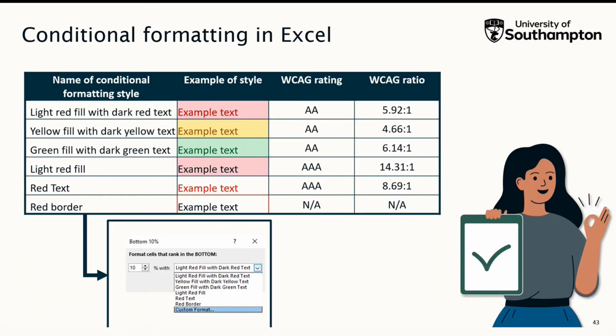Conditional formatting is commonly used in Microsoft Excel, and the good news is that all of these are accessible. Although the yellow fill on a dark yellow background is only just above that 4.5 ratio that Matthew mentioned earlier. So what I would recommend is using the custom format, so you can format your own conditional formatting to have better contrast with the text.